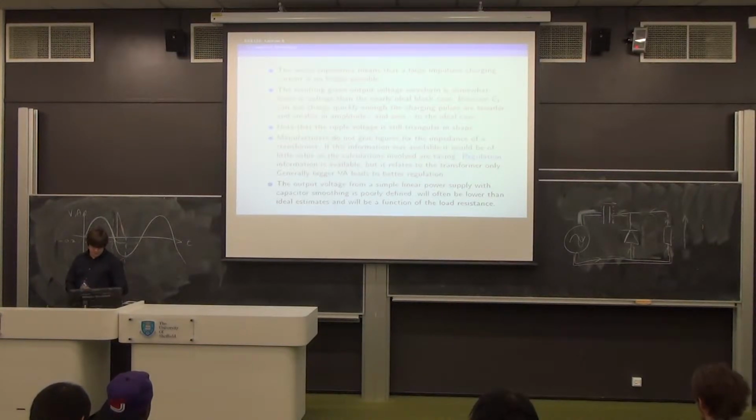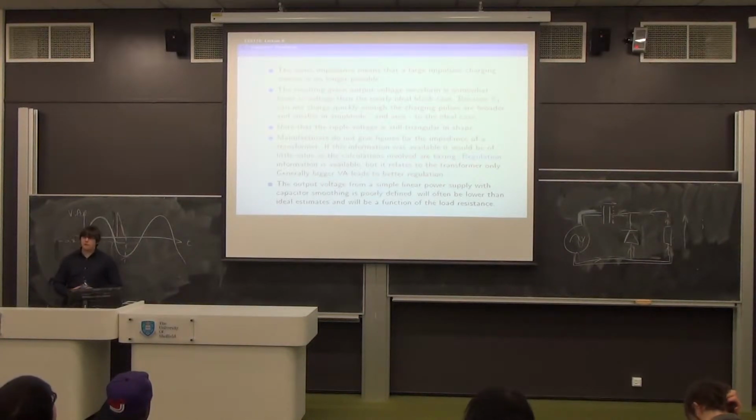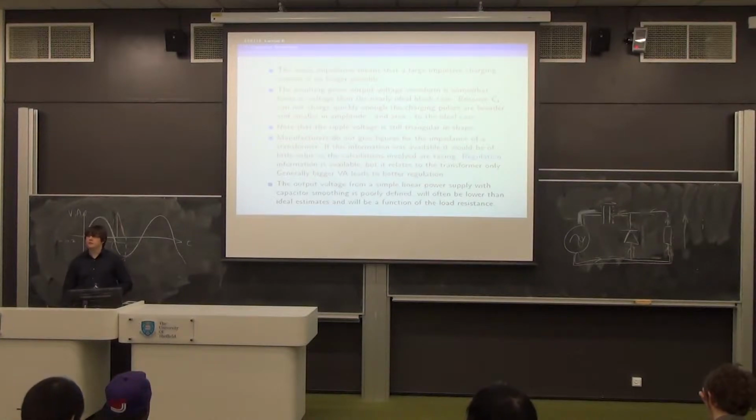So lastly, the output voltage from a simple linear power supply, which is what we're discussing here, with capacitor smoothing, is not very well defined. It will often be lower than what we calculate, and how much lower will be a function of how much load we put on the power supply, so how big its load resistance is. Nevertheless, the calculations are still valid, because there will either be a best or a worst estimate, depending on what we're calculating.